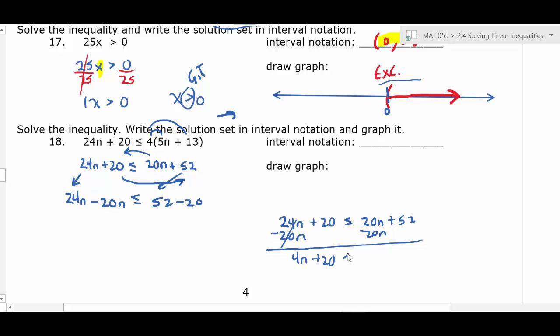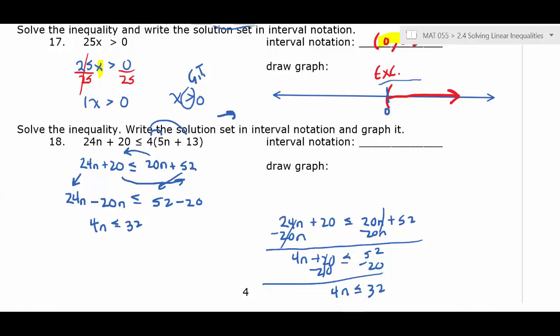So that's 4n plus 20 less than or equal to 52. Then you subtract 20 from both sides. So you end up getting 4n is less than or equal to 32. And that's exactly what we're going to get over here. So I don't care which way you write your step. If you rearrange, it's just important to know what you're doing on the problem.